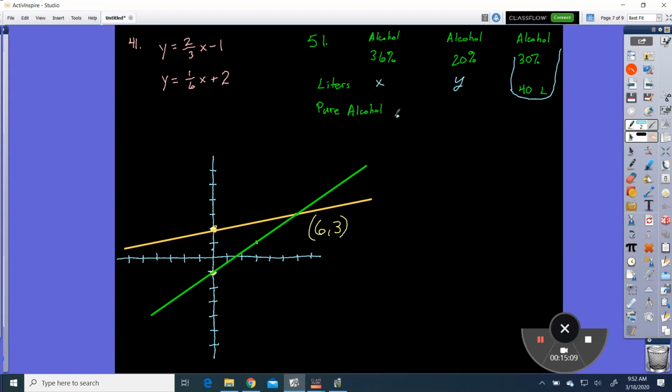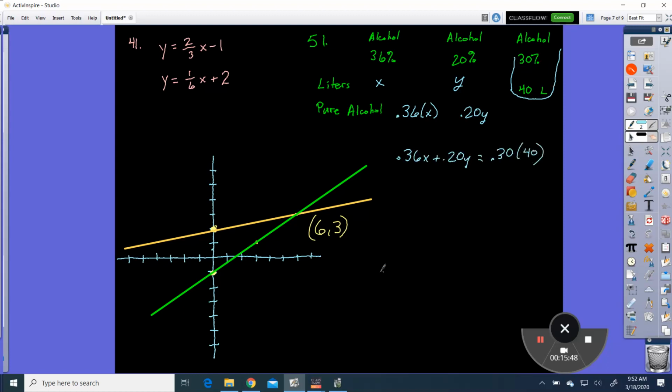Pure alcohol is going to be 0.36 times X. So 36, if it were 100 liters, there would be 36 liters that are pure alcohol. So that's all that this means. We're going to take however many liters there are times it by 0.36. And we have Y of pure alcohol, we have 0.2 of however much Y there is. And I know how much this is going to be. Okay, so I know that 0.36x plus 0.2y is going to give me 0.3 of 40.